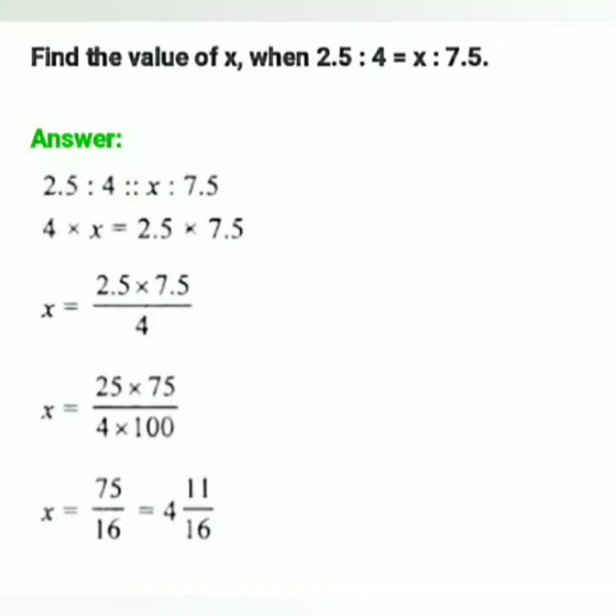So we are getting x is equal to 75 upon 16, which is an improper fraction. We will be converting it into a mixed fraction. After converting it into a mixed fraction, we are getting 4 and 11 by 16 as the value of x. Basically in this question, we have applied product of extremes is equal to product of means, which was useful in calculating the value of x.